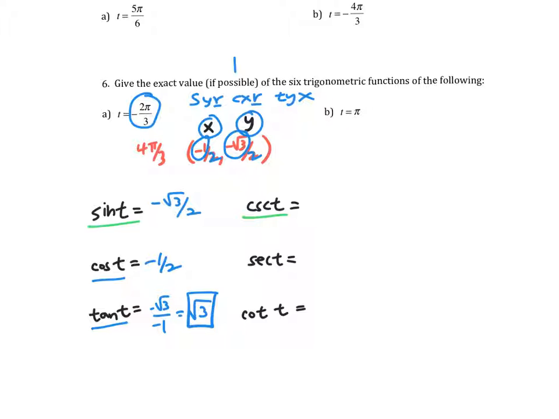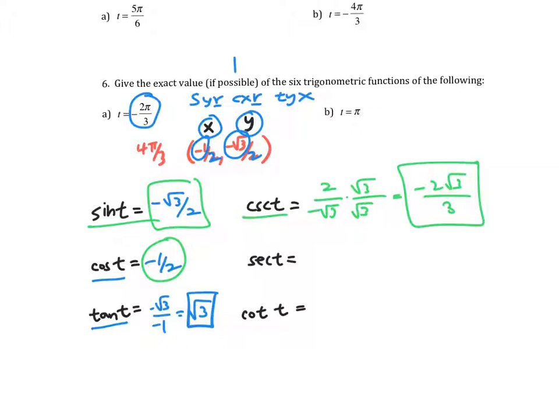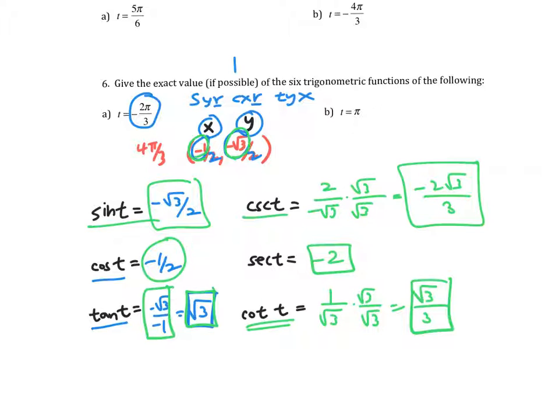Okay, so cosecant is 1 over negative root 3 over 2, so I am going to just flip it over and multiply by the form of 1 to rationalize. I get negative 2 root 3 over 3. Secant is negative 1 over 2 flipped over, so that's just negative 2. Cotangent is this guy flipped over, root 3 over 1 flipped over, so it's going to be 1 over root 3. You could have also looked at it from here, x over y, and then you rationalize the denominator, ending up with root 3 over 3. Again, this was technically negative, but it gives you positive at the end.